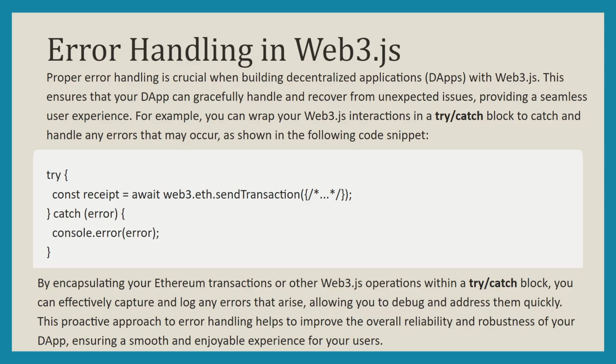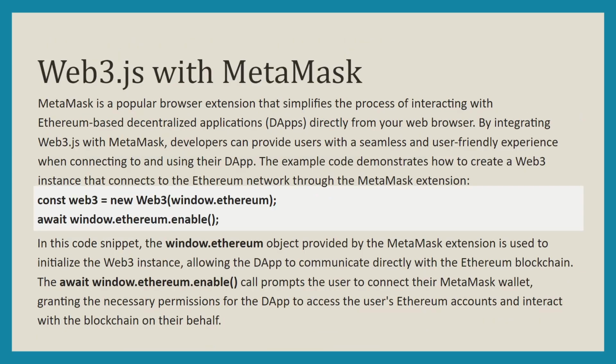try { const receipt = await web3.eth.sendTransaction(...) } catch (error) { console.error(error) }. So by encapsulating your Ethereum transactions or other Web3.js operations within a try/catch block, you can effectively capture and log any errors that arise, allowing you to debug and address them quite quickly. This proactive approach to error handling helps to improve the overall reliability and robustness of your app, ensuring a smooth and enjoyable experience for your users.